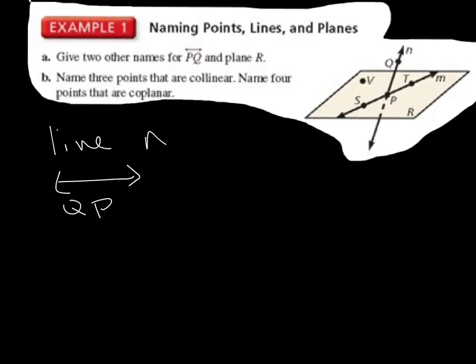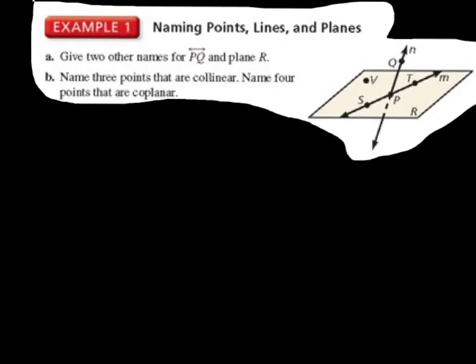Then let's look at plane R. Alright, so now if we look at plane R, there's many different ways you could name this. So you might have different than what I have, but other names for plane R, I would say the first one that I would look at is plane SVT, because all we need is 3. So if you notice, SVT are not collinear, but they're coplanar. Okay, so that would be one.